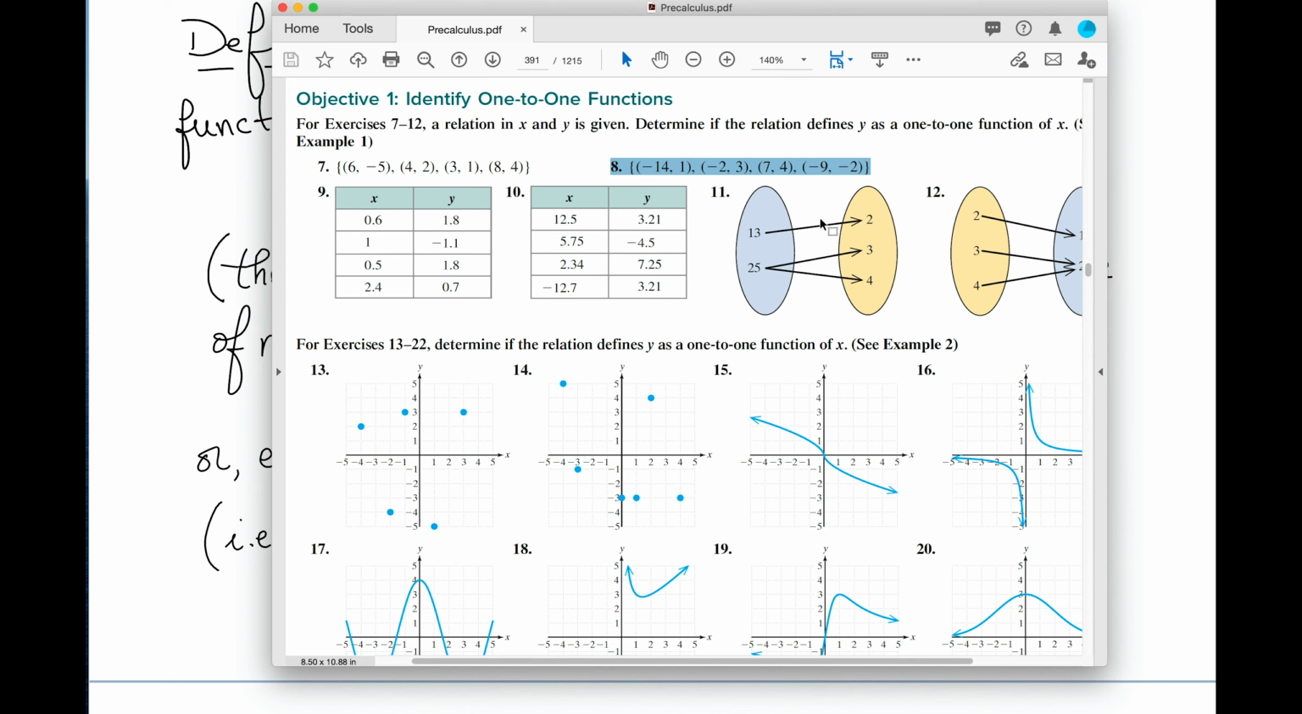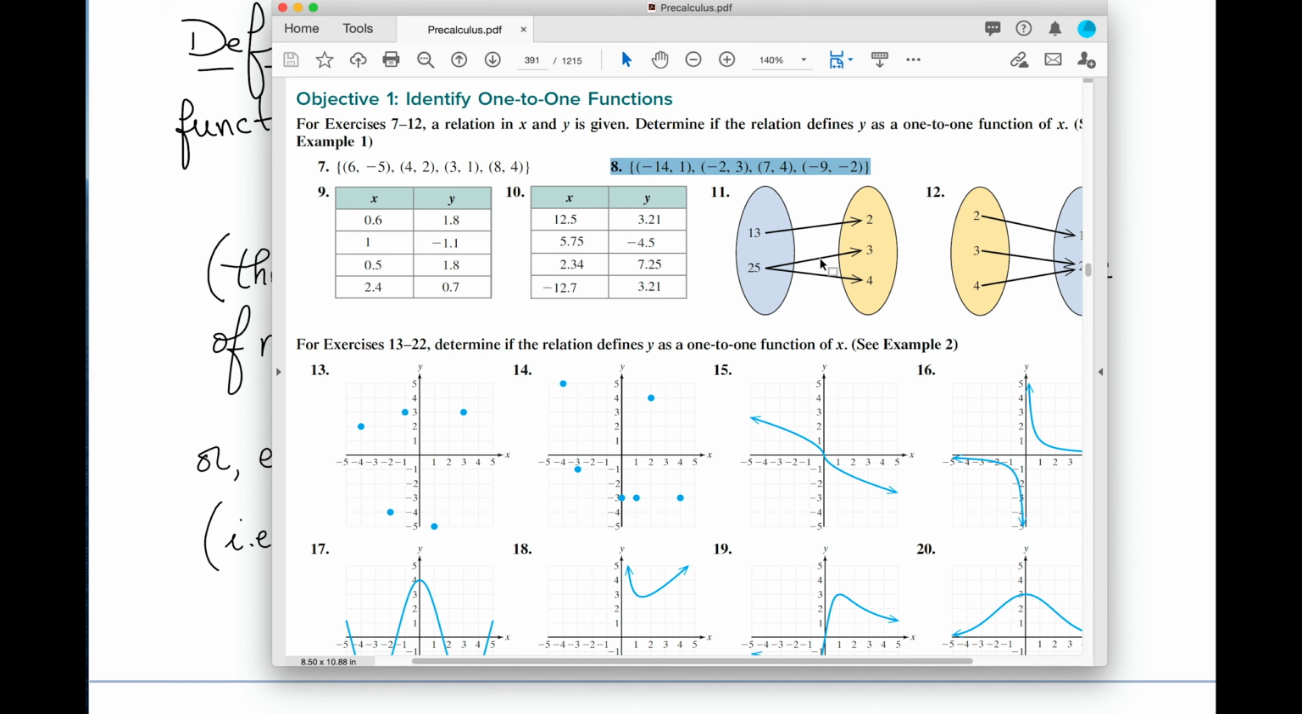So 2 is the output if you input 13. So for 2, so far so good. 3, if you plug in 25, you get 3. So 3 is not shared by multiple inputs. 4 is not shared by multiple inputs as well. However, this relation here is not a function to begin with.